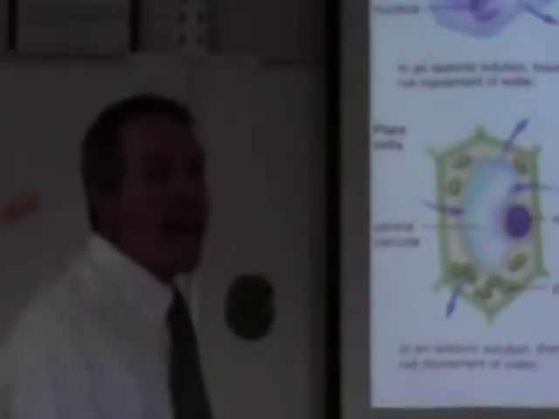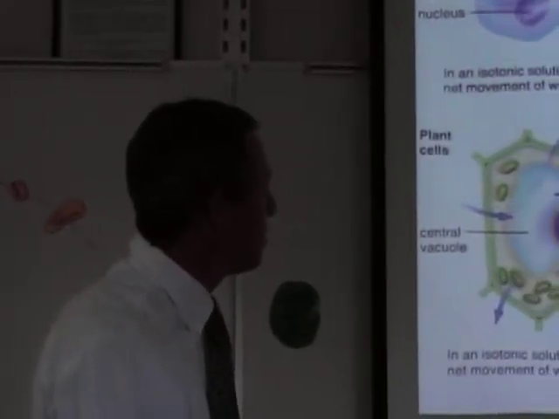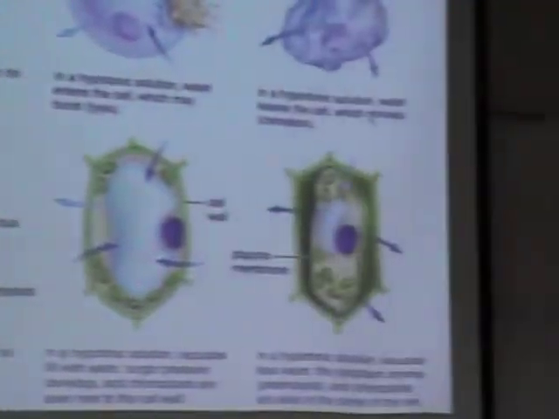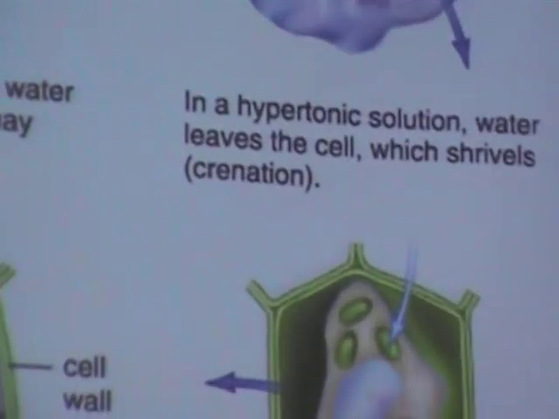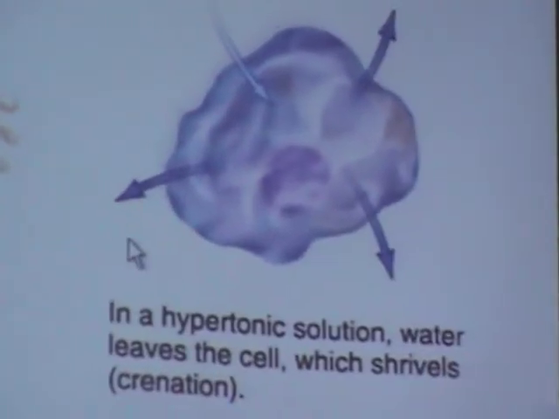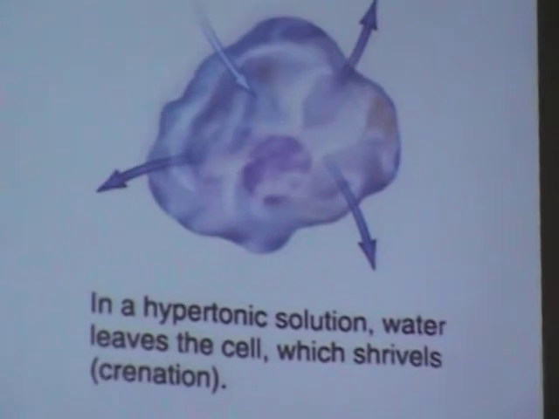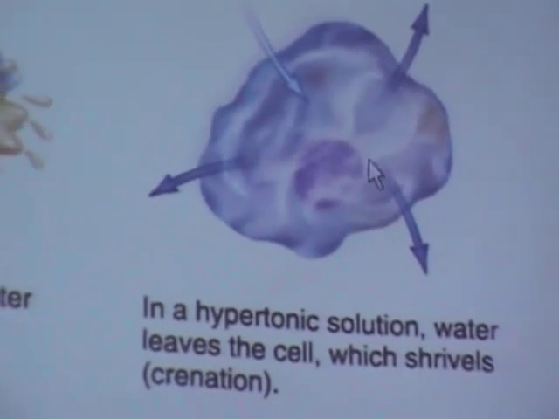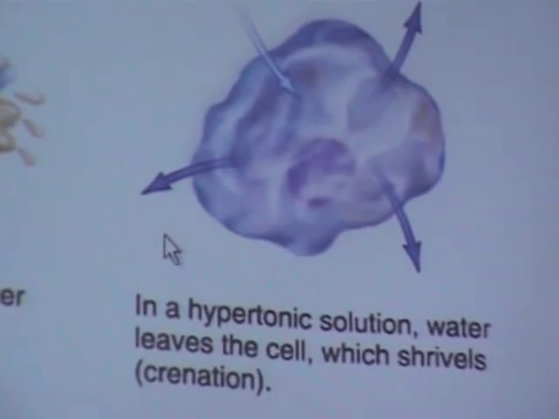So we call that a hypotonic solution, the solution the cell is in. Now here's a cell in a hypertonic solution. In a hypertonic solution, the cell will shrivel up. Water will rush out of the cell because there's a high concentration of water inside the cell and a low concentration of water outside the cell.